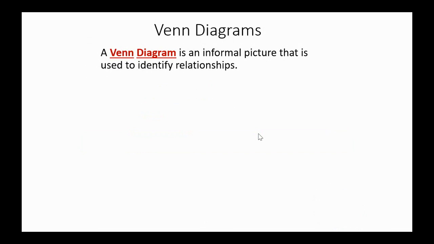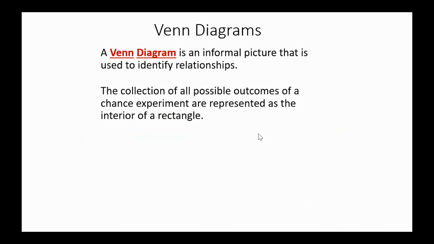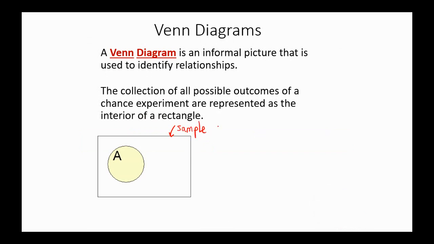Okay, now one way to represent these events are through Venn diagrams. When I was in college, I drew a ton of these in my probability class. So yes, I took a whole class just on probability. The collection of all possible outcomes is represented as a rectangle. So this rectangle represents our sample space.